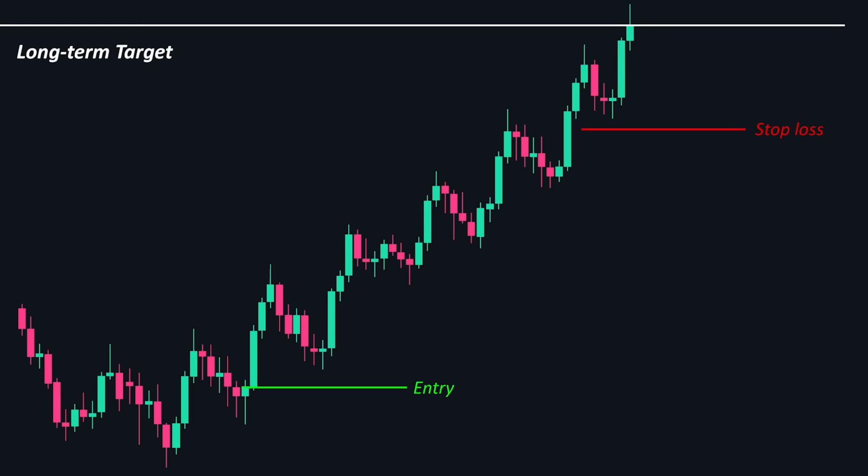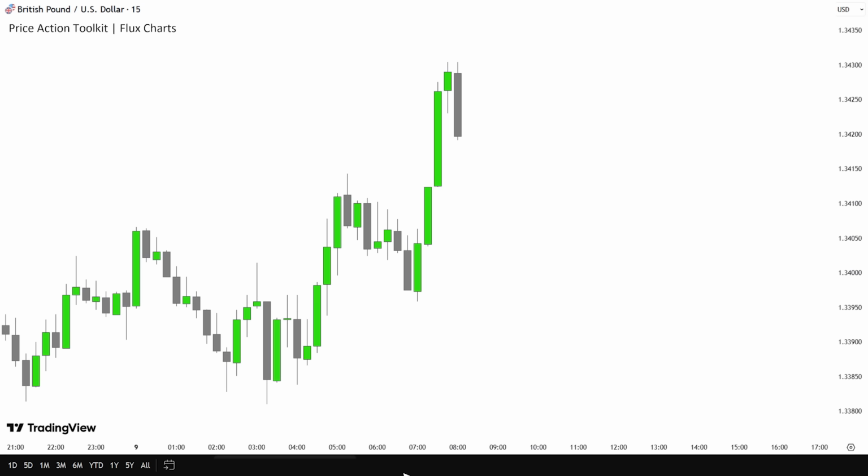Now, let's look at some examples on the price chart to fully apply this trading strategy. Here we have pound-dollar on the 15-minute chart. Now we can see that price is clearly making higher highs and higher lows, with strong breakouts to the upside. This means we are bullish on this pair and only looking for buying opportunities. The latest impulsive move has created large fair value gaps, which show strong buying momentum.